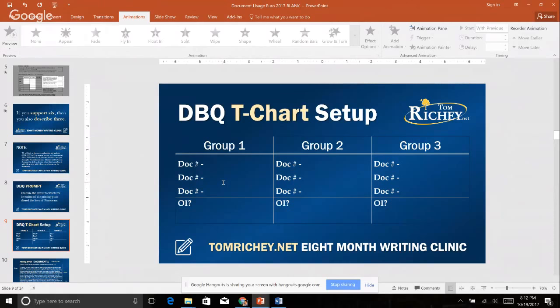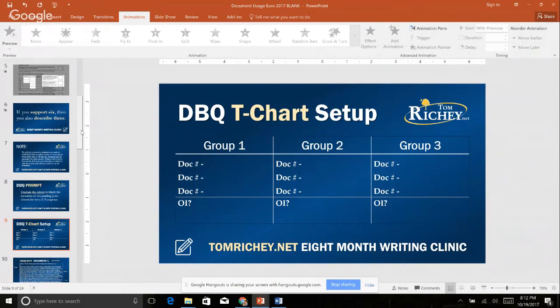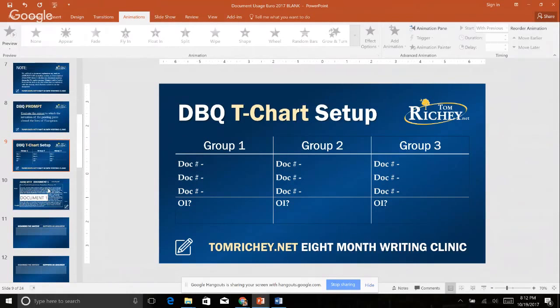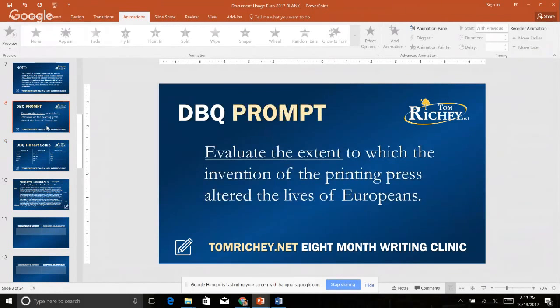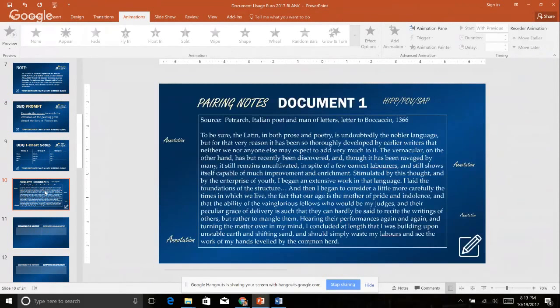And I'm going to model how I would go about doing that with these 7 documents. And remember, we're going to use all 7 of them because we don't want to take any chances. So our prompt is about the printing press. How did it alter the lives of Europeans? All right, so let's go ahead and take a look at document 1, which is by someone familiar, Petrarch.